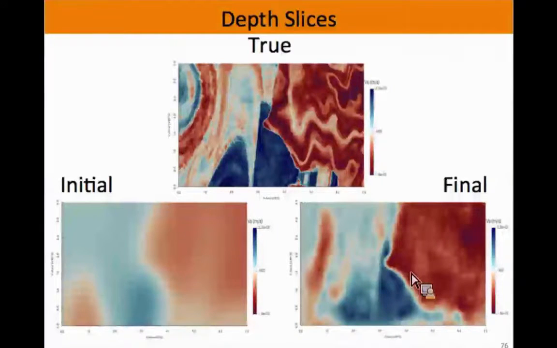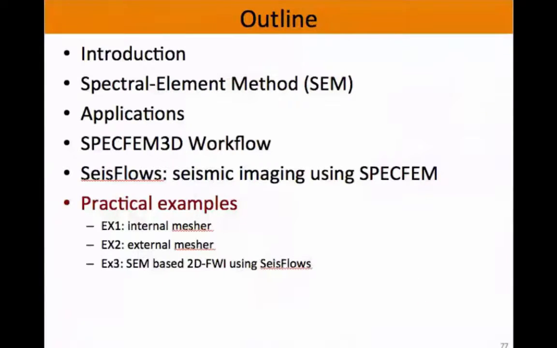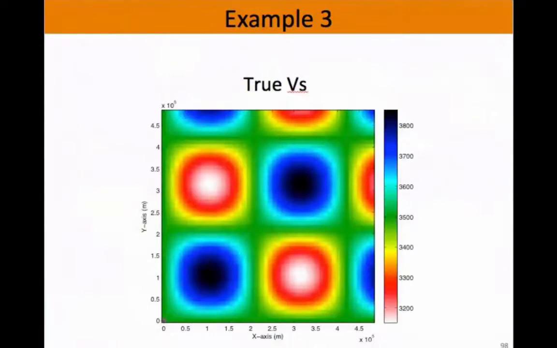So you can run SeisFlows. Here we have only a simple 2D example, which is included in the virtual machine example. This is a 2D checkerboard, so you see X and Y dimension and the perturbation of the velocity.